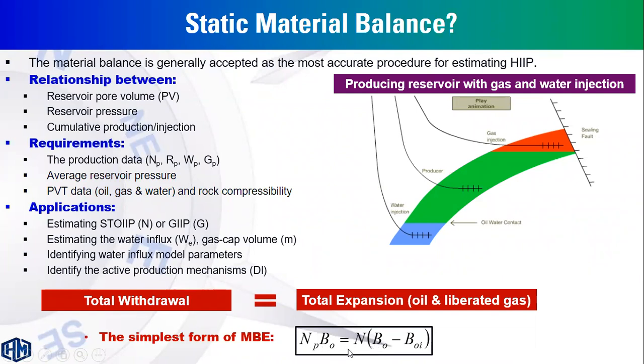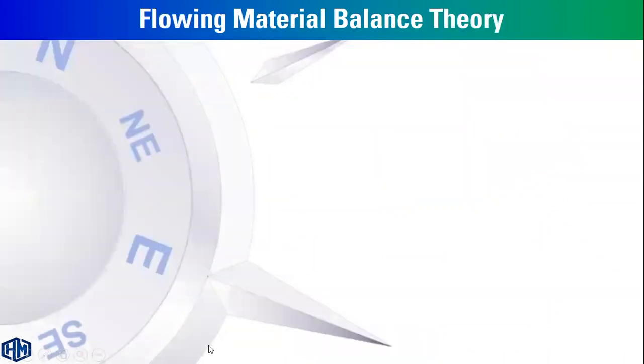It's a function of the expansion of oil, or the oil formation volume factor, or the difference between the current oil formation volume factor and the initial oil formation volume factor, or fluid expansion. This form, if we assume we have no water production, no gas production, no water injection, and also no gas injection, is the simplest form of the material balance equation.